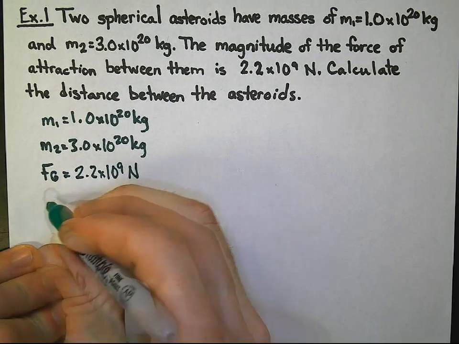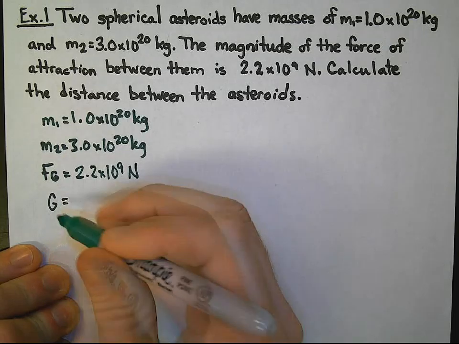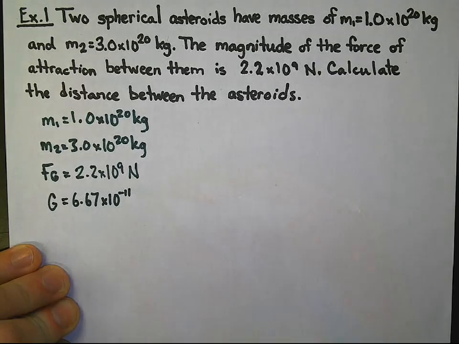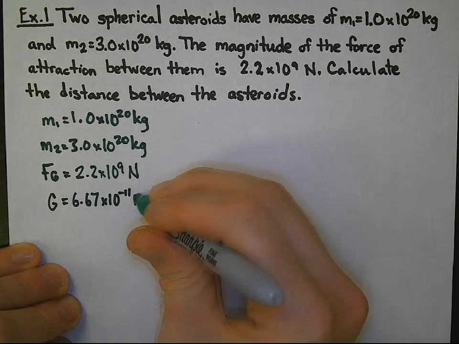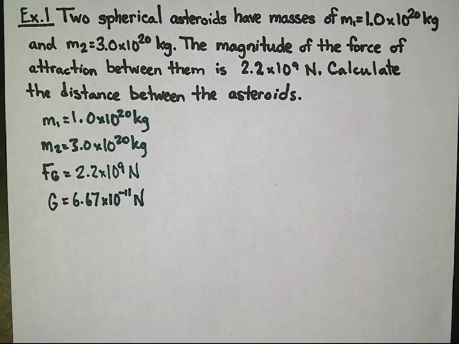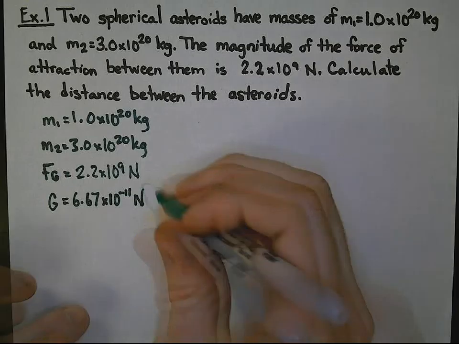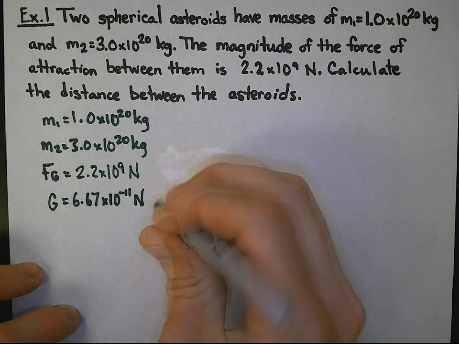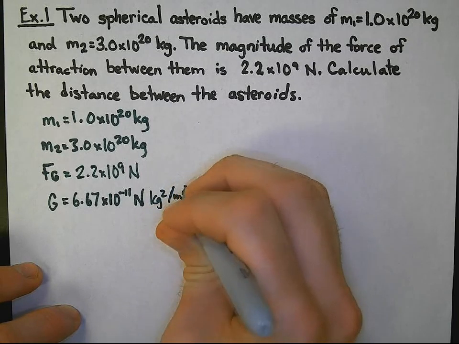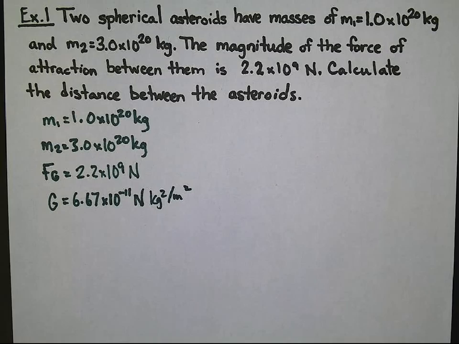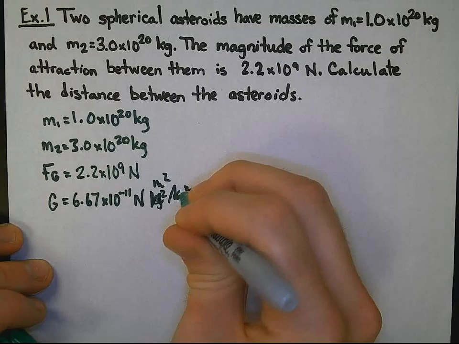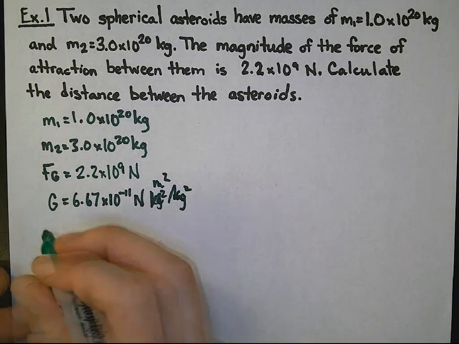We know the gravitational constant, in newtons, meter squared, kilograms squared. I had it backwards on the other side there, I believe. No, I have it backwards now. My apologies. Meter squared, kilograms squared. And we are asked in this case to figure out the distance between the two.